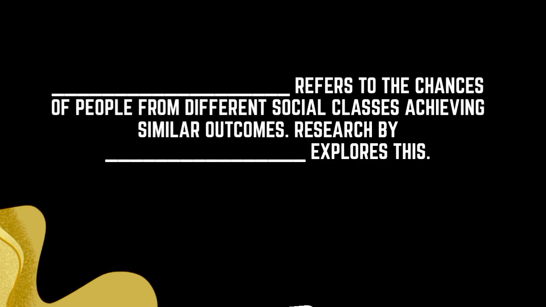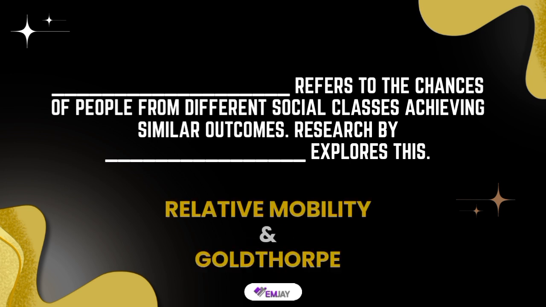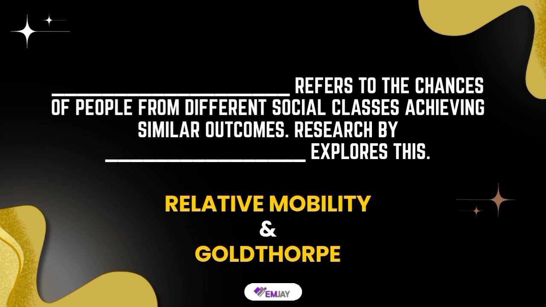Let's move on. Blank refers to the chances of people from different social classes achieving similar outcomes. Research by blank explores this. And the answer is relative mobility and Goldthorpe.